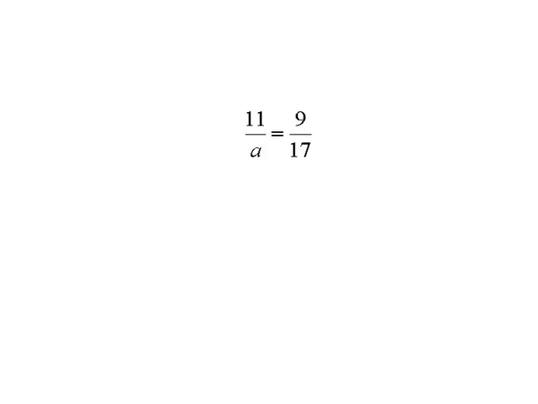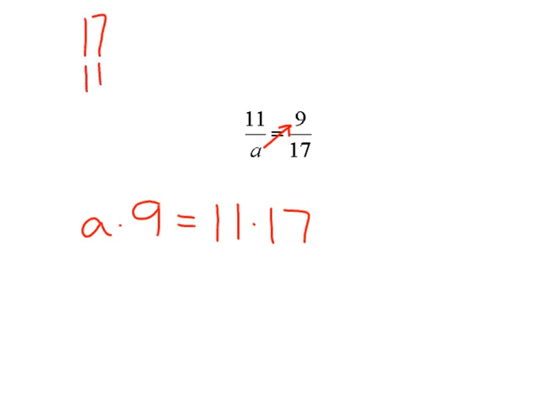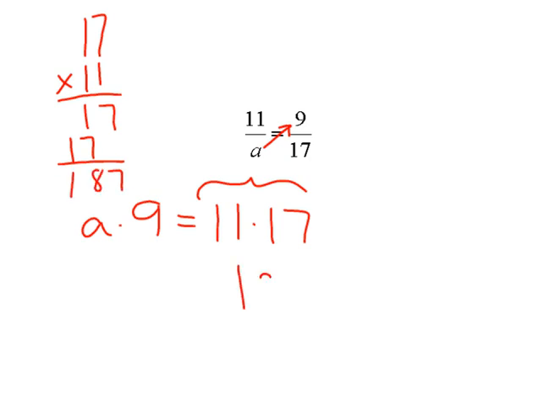Let's find another good practice problem to do. All right. Here we go. The variable's in a little bit different place, but the way we solve this is the same. We're going to use cross multiplication to solve. So we have a times 9 is equal to 11 times 17. Okay, I can simplify my problem by doing the multiplication right here. 17 times 11. 1 times 7 is 7, 1 times 1 is 1, and add. So 11 times 17 is 187, is equal to 9a, or a times 9.